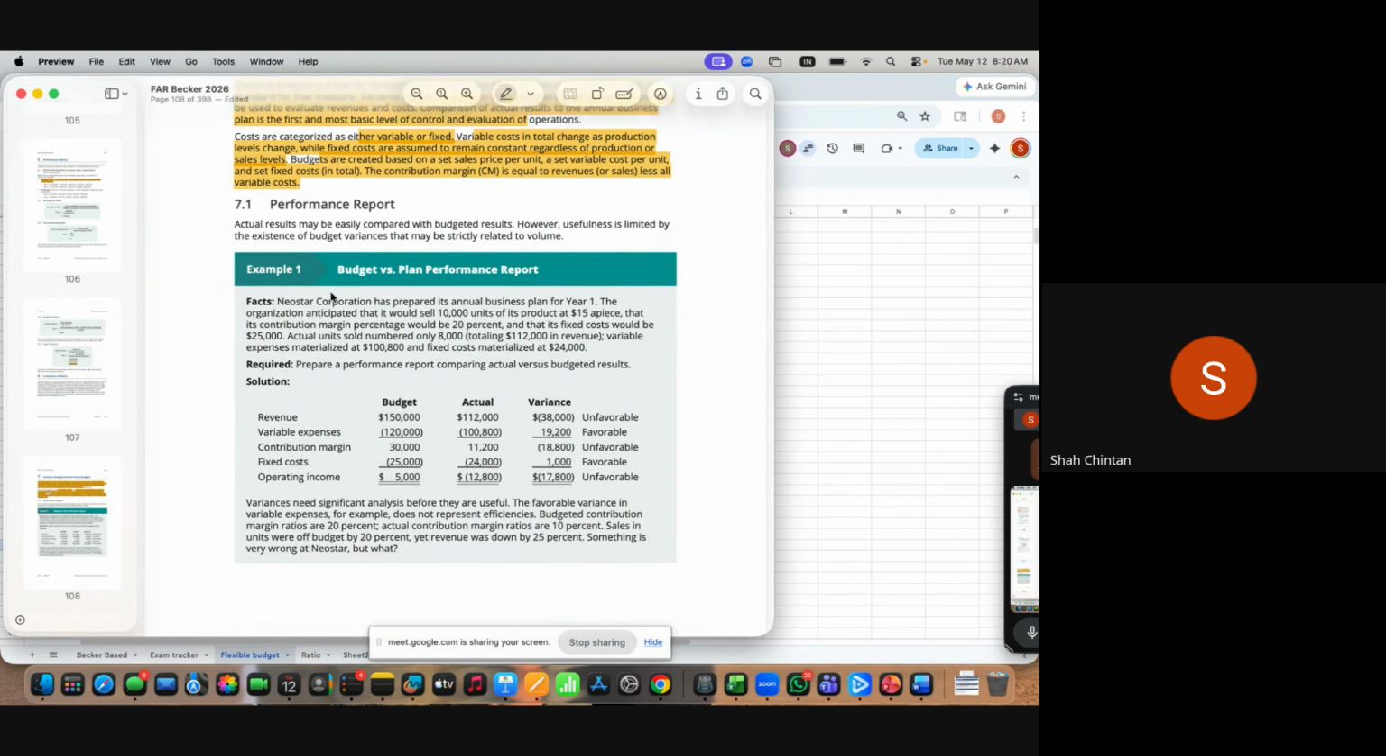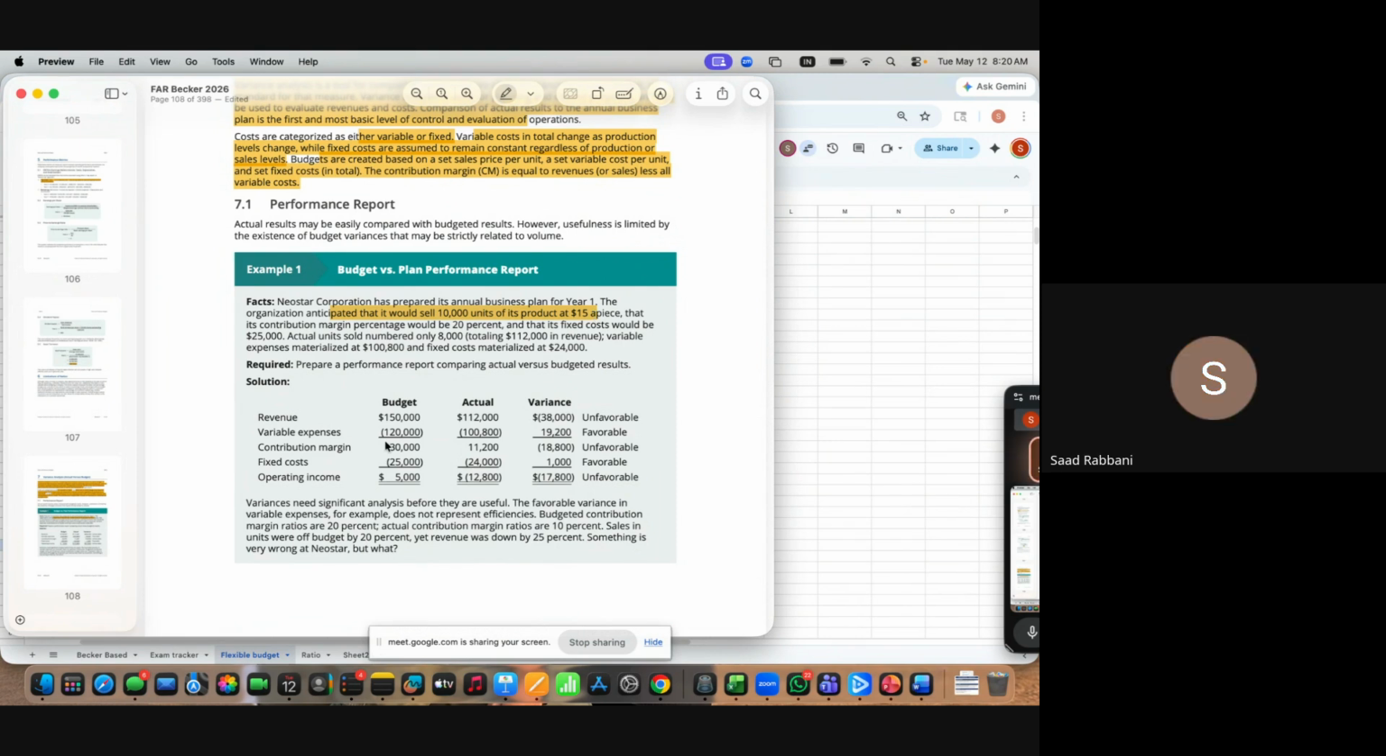Example number 1, Neostar Corporation has prepared its annual business plan for year 1. The organization has anticipated that it would sell 10,000 units of the product at 15 apiece. So can I say your budgeted production was 10,000? Sorry, budgeted sales was 10,000. Your selling price was 15. So your budgeted sales would have been $150,000.